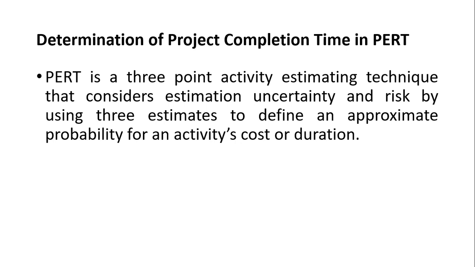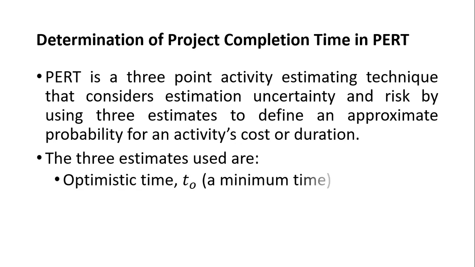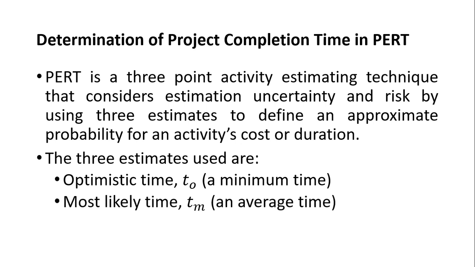Okay, so PERT is a 3-point activity estimating technique that considers estimation, uncertainty, and risk by using 3 estimates to define an approximate probability for activities, cost, or duration. The 3 estimates used are the optimistic time, or T0, which is the minimum time required for an activity to be completed, and the most likely time, or TM, which is the average time that is assumed for an activity to be completed.